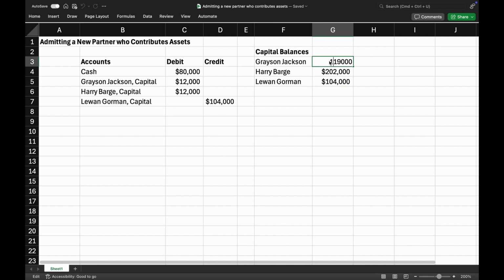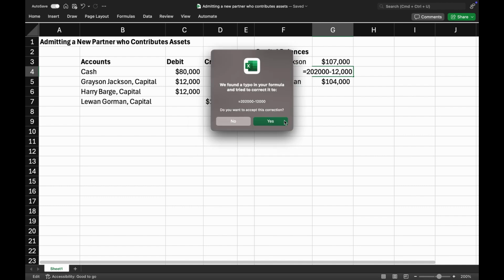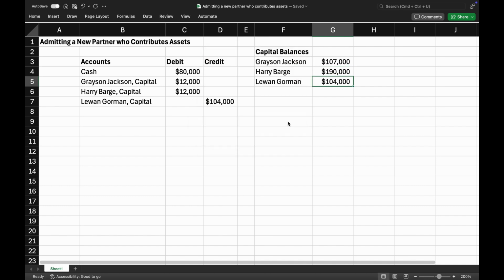For Grayson Jackson, you do $119,000 minus $12,000, which equals $107,000. For Harry Barge, you do $202,000 minus $12,000, which comes out to $190,000.